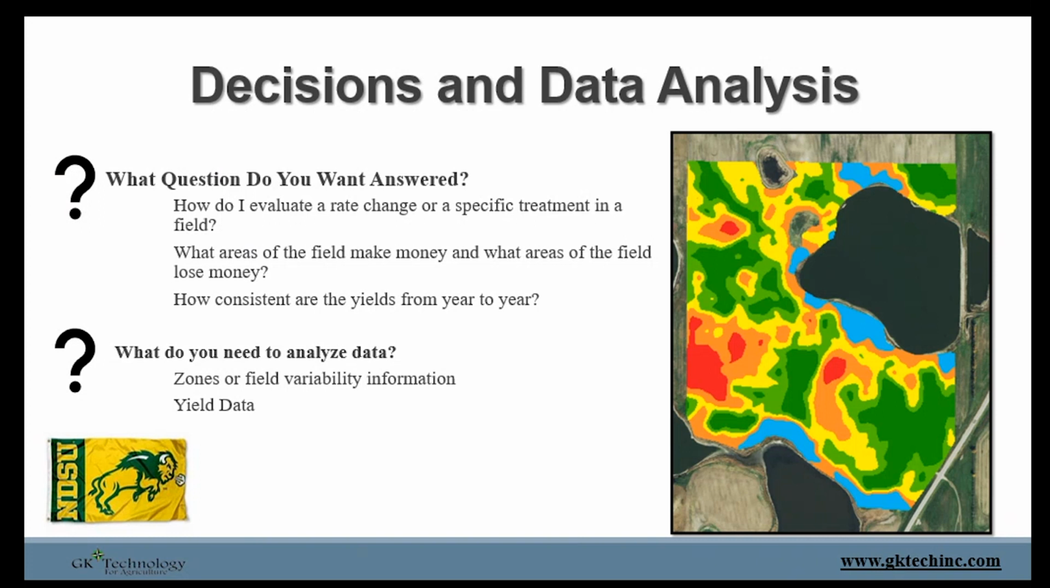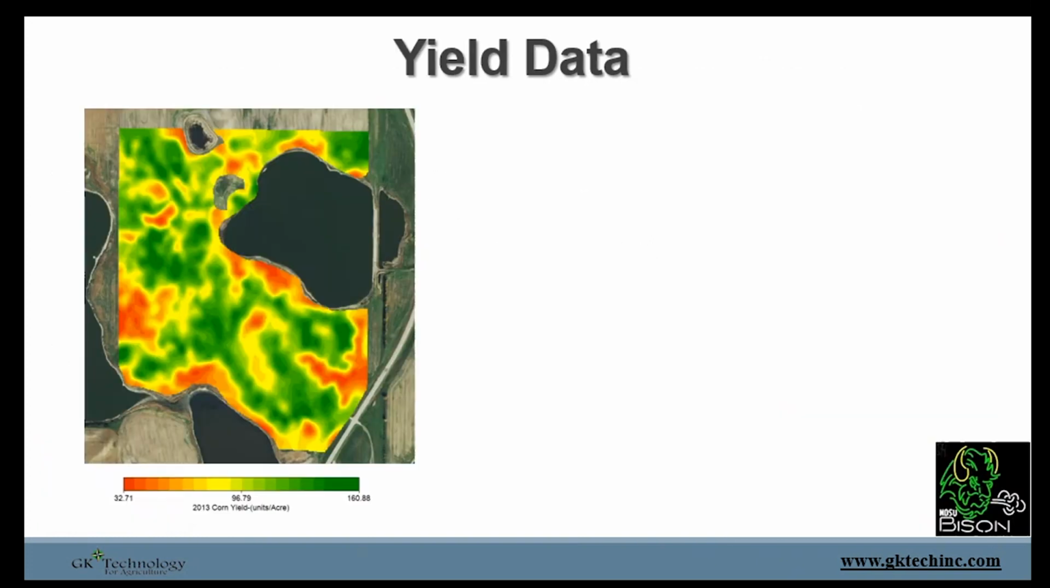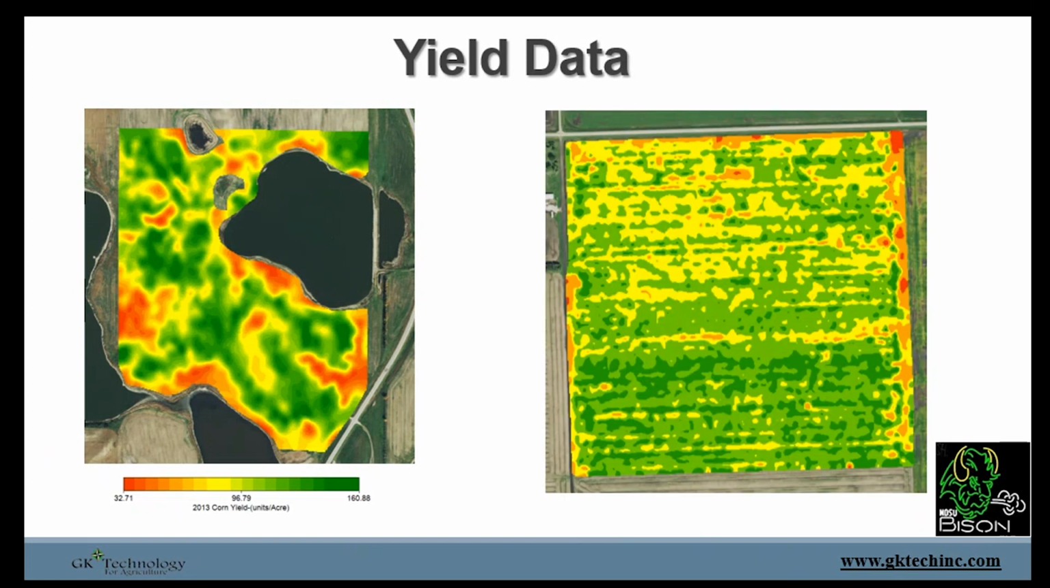So ask specific questions. And what do you actually need to analyze those zones? You need to have yield data and good yield data. We're going to talk about that now. And you need to have zones or some sort of way that describes your field variability, because we're going to try to figure out and answer questions based on the different areas of your field. So yield data. This is what a nice yield data map looks like. Isn't that pretty? This is what a bad yield map looks like.